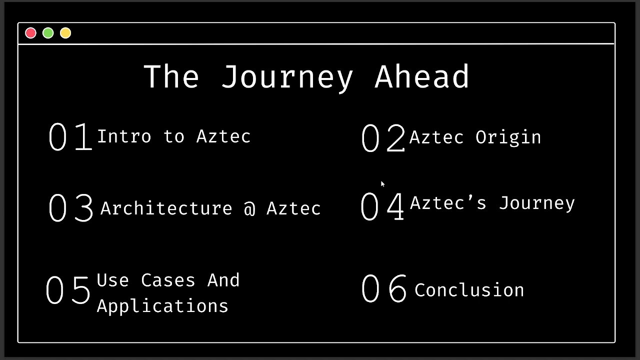Looking at the journey ahead, we have six sections today. First section will deal with the intro to Aztec. The second will deal with the origin of Aztec project. The third is going to be around architecture of Aztec. The fourth is going to be the Aztec's journey. Fifth will deal with the use cases and applications of Aztec. And sixth will deal with the conclusions of Aztec.